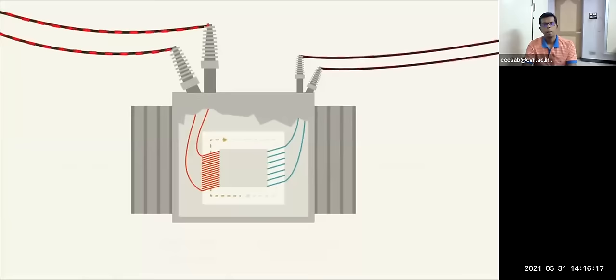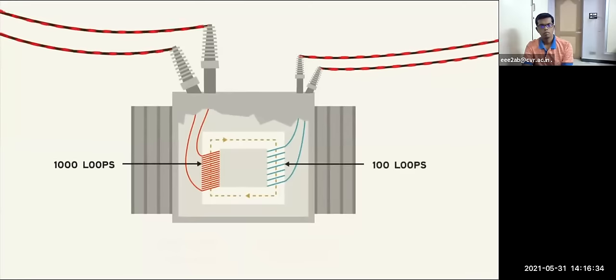The field couples with the other coil, inducing a voltage. The incredible part of a transformer has to do with the number of loops in each coil. The induced voltage will be a function of the ratio of the loops. For example, if the transmission side of a transformer has 1,000 loops, while the distribution side has 100, the voltage on the distribution side will be 10 times less.